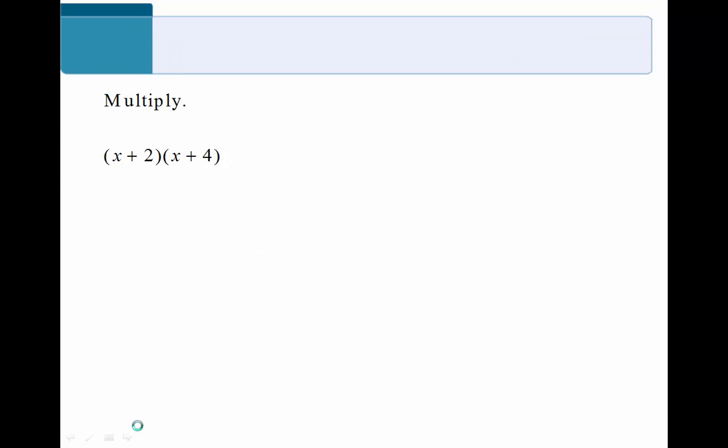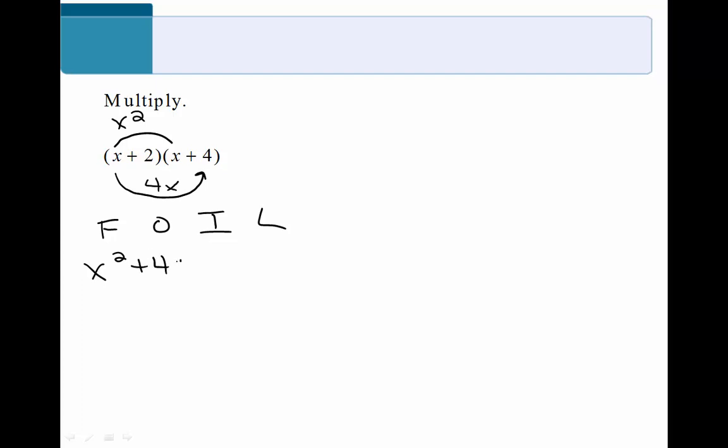So I'm looking at one of the first cases, x plus 2 times x plus 4. And when we multiply this, we use the acronym FOIL to help us. Okay? So our F was multiplying x times x, which gave us x squared. Then we multiplied our outer, x times 4, and that gave us 4x. We multiplied our inner, 2 times x, and that gave us 2x. And then we multiplied our last, 2 times 4, and that gave me a positive 8.